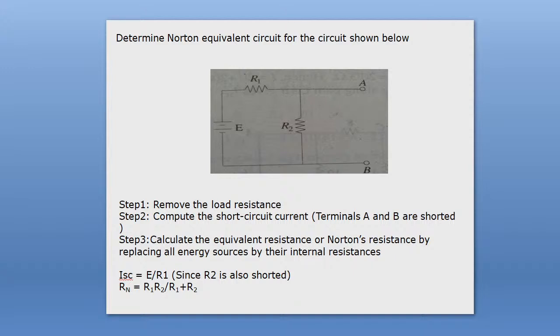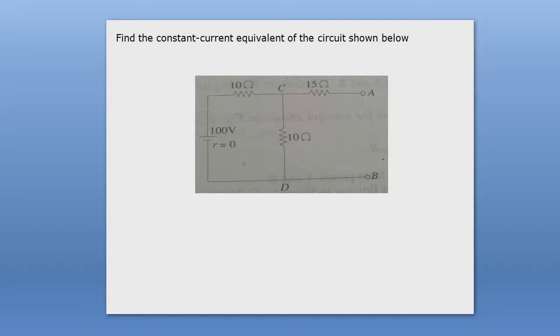Now I will give you a new problem. You solve it yourself. Similar type problems, okay. Here R1, R2, E are unknown. Okay, the values of these parameters are unknown. In the next problem, you will see that the values of these elements are given.